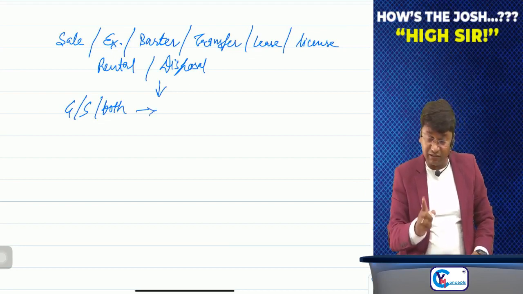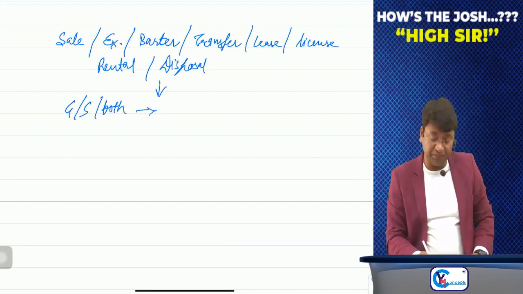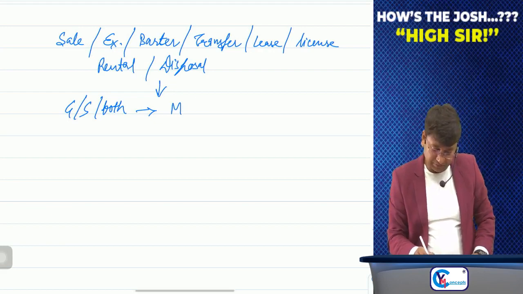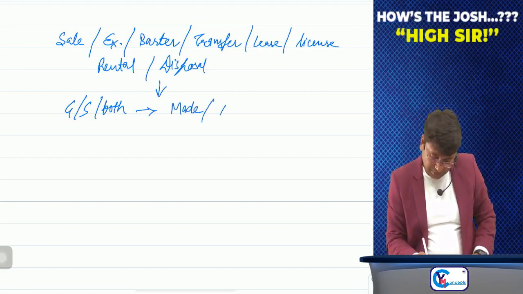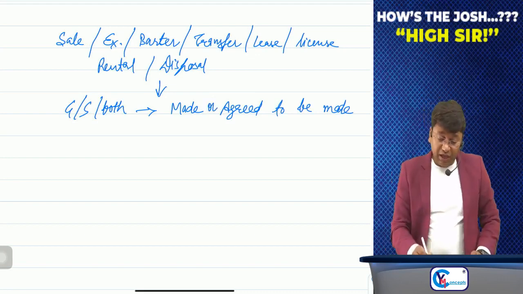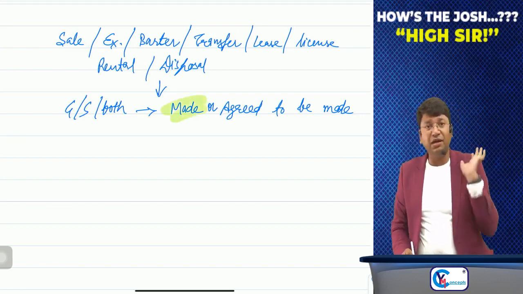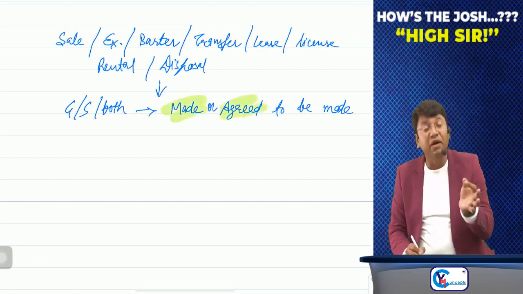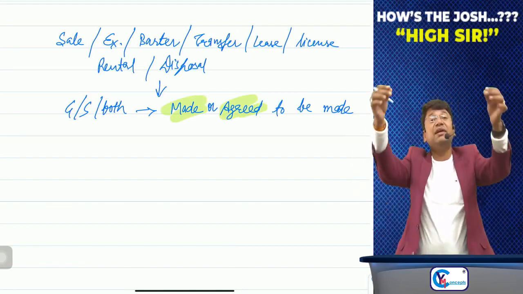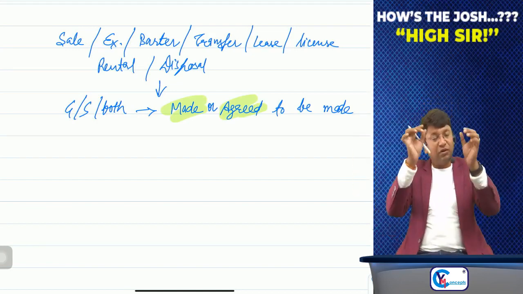When such supply is made or agreed to be made. Means if you have supplied, supplies are made, it is supply. But even if you have agreed to supply, means in case if advance payment is received and you agreed to supply, then also it is a supply.